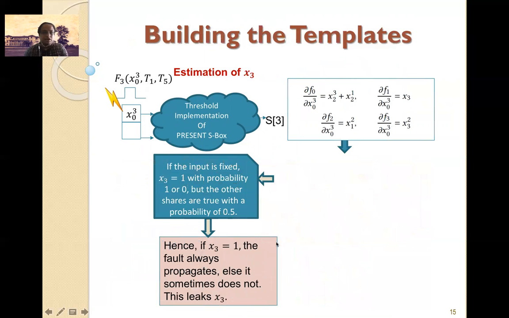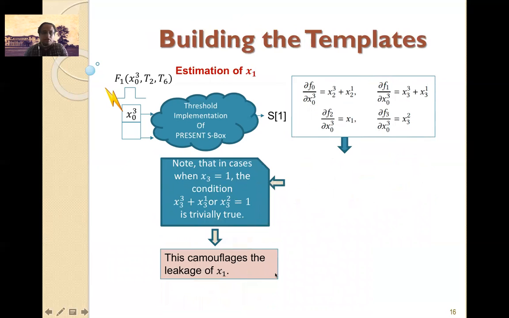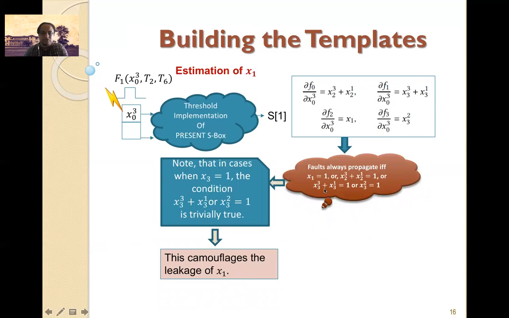Likewise, one can estimate x3 by considering the fault at x03, but now the duration is shifted from T1 to T5, and you can obtain the condition: x3 is equal to 1, or again, the remaining part depends upon the shares, and therefore occurs with a probability of around 0.5. Hence, if x3 is equal to 1, the fault always propagates, and therefore this leaks the value of x3. We would like to estimate x1, and for that purpose, we target the fault again on the same register x03, but now shift the duration from T2 to T6. The condition that we derive here looks similar, x1 equal to 1, and again the remaining part depends upon the shares.